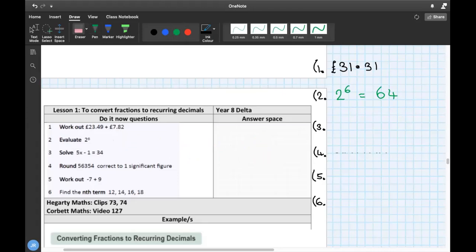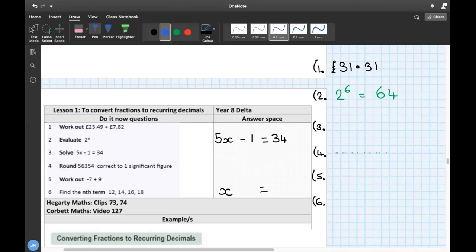Okay, we've now got an equation to solve. We've got 5x minus 1 is equal to 34. So let's write out the equation. 5x minus 1 equals 34. Okay, what we're trying to do is get x equal to a number on its own. That's what we want. So first thing I need to do is get rid of this negative 1. Now when I say get rid, I mean turn to 0.